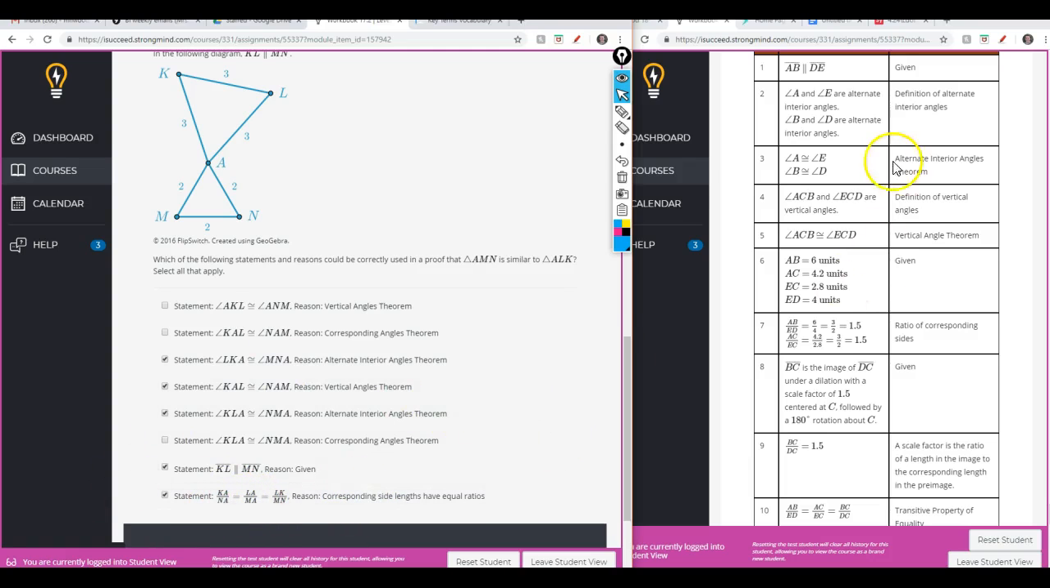And that's how I would use this example to help me eliminate options, based on just looking for the reasons that were given in here and looking for similar reasons given in here.